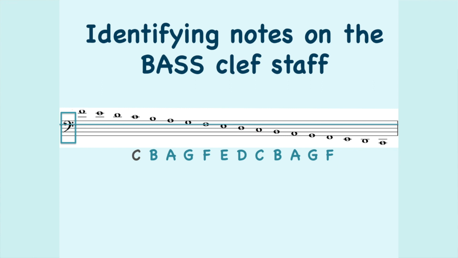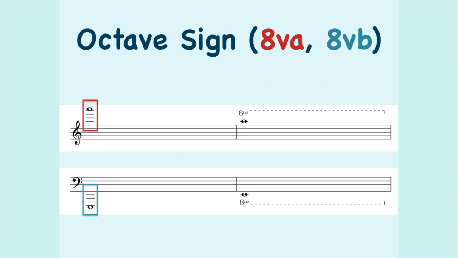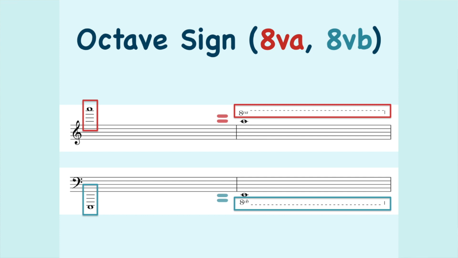For lower or higher notes, we may use extra ledger lines. The notes below F are E, D, C, and so on. And the notes above middle C are D, E, F, and so on. Sometimes, to avoid using many ledger lines, the octave sign is written above or below notes, indicating that they are to be played an octave higher or lower.